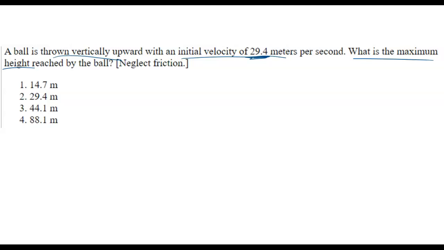One of the first is that as soon as it's thrown vertically upward, I consider it an object in free fall at that point, right? And an object in free fall means that I'm going to answer this question using a kinematics equation, where my acceleration is the acceleration due to gravity. So the acceleration in this problem is going to be negative 9.8 meters per second squared. And if I'm looking for the maximum height, I'm looking for a displacement.